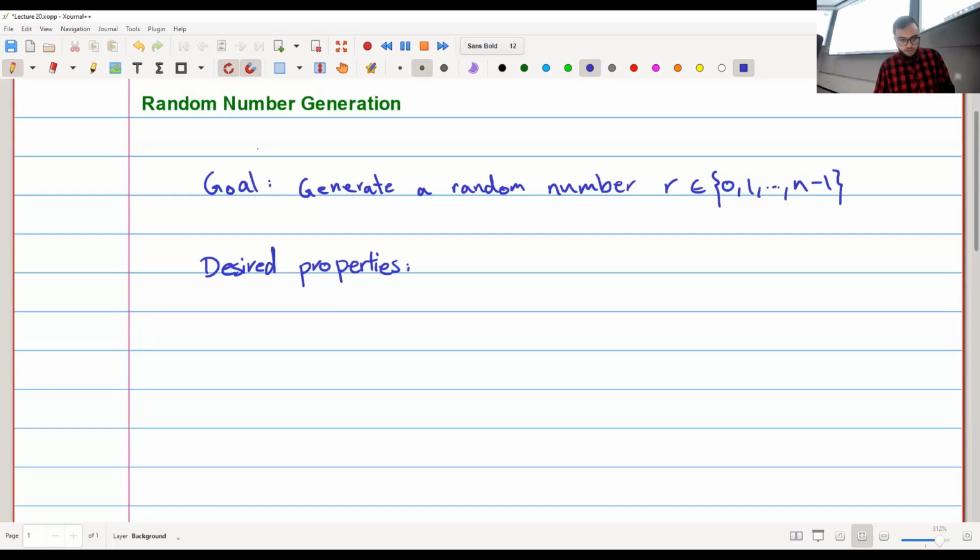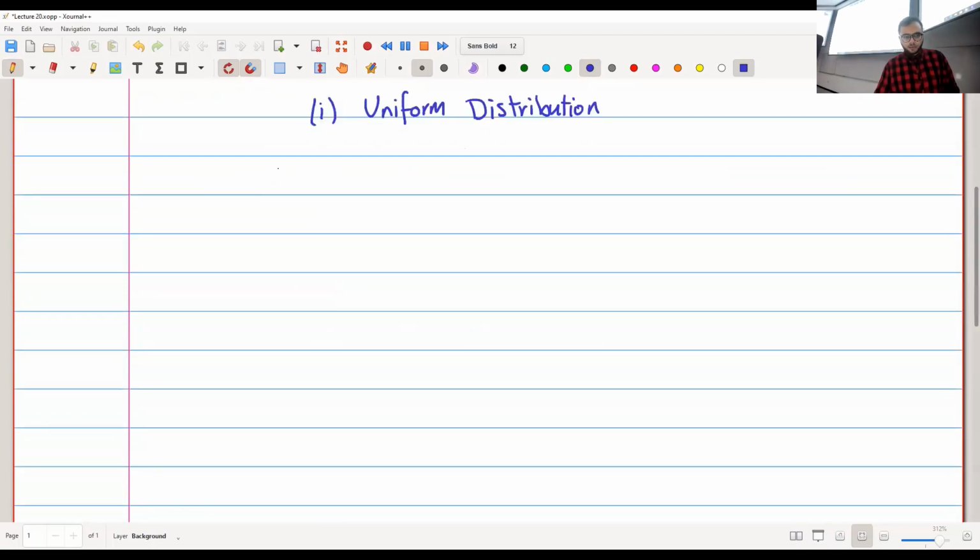So my first important property was uniform distribution. And the second property was that I wanted it to be tamper-proof.